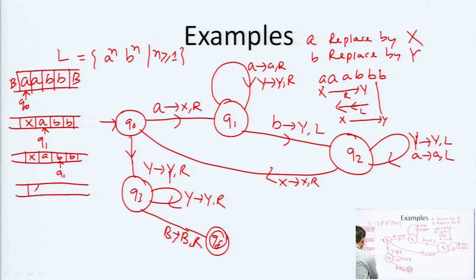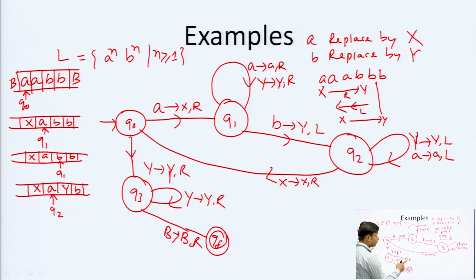So, here x a and b, this is y and this is b. Now this is a left move: when you replace b to y you have to take a left move. So, now your q 2 will point to the left of y a. So, q 2 a.